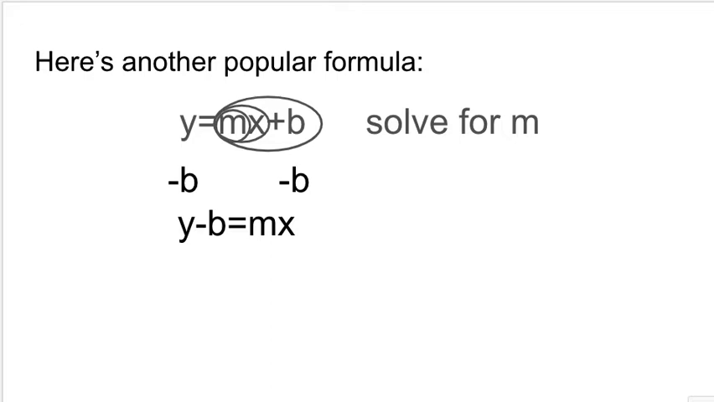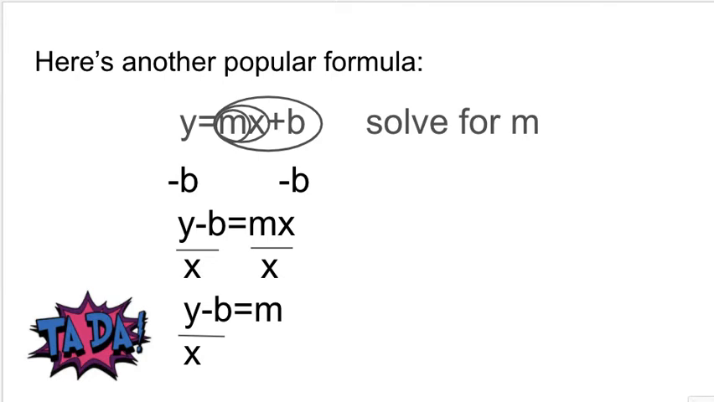The point here is it's exactly the same as what we've done before, except we're just doing it with letters instead of numbers, right? And we divide by x on both sides, and that gives us y minus b over x equals m. Very nice, right? Or another way, of course, of writing that would be m equals y minus b over x. We like to see the variable we're looking for on the left side of the equation.